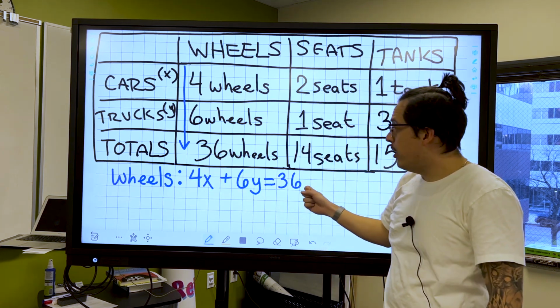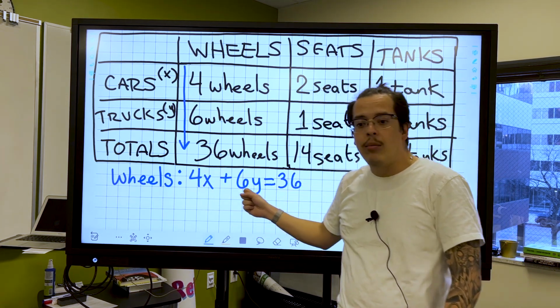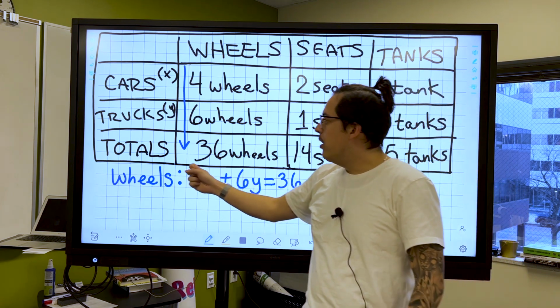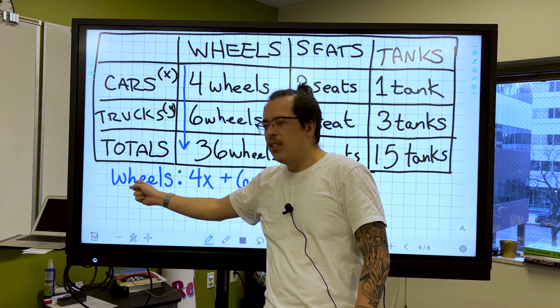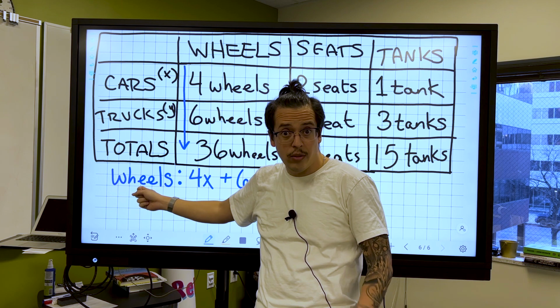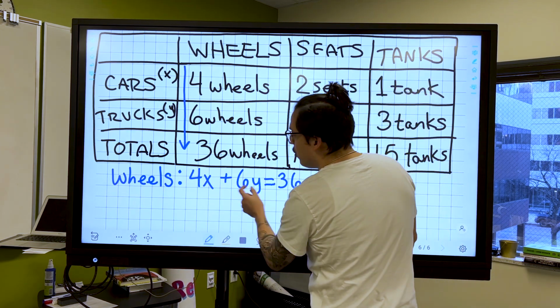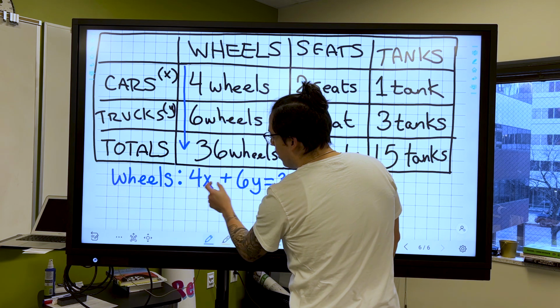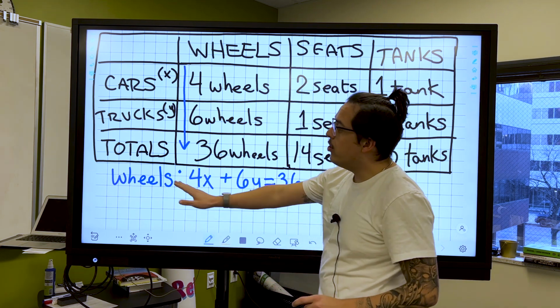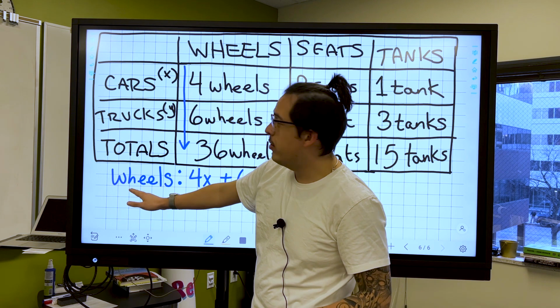This equation doesn't describe cars and trucks. This equation describes how many wheels we use, so keep that in mind. We take information from cars and trucks, but the equation is telling us about wheels.